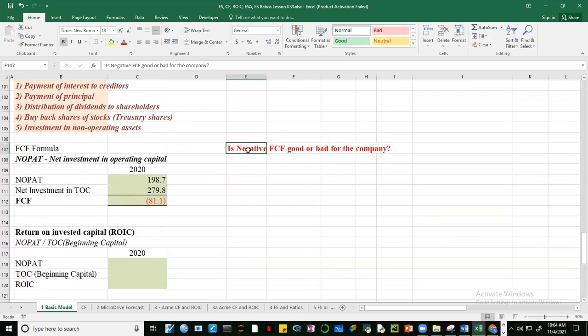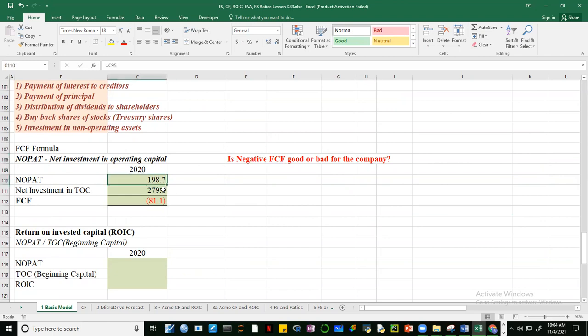Okay, so in order to answer this, guys, let's look at the components of free cash flow. What are its components? There are only two, guys. So this is easy to decipher. Okay, NOPAT, net investment in operating capital.